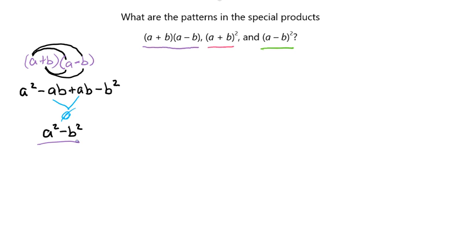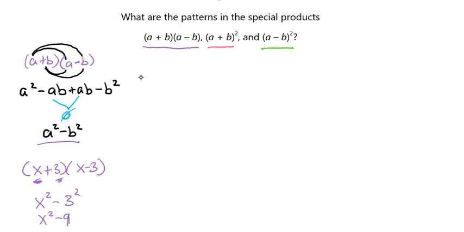Which means that if we were to have something like x plus 3 and x minus 3, we could essentially skip this step right here and just say, well, because it's written in the same form, we know the answer is going to be this first thing squared minus the second thing squared. So we could say x squared minus 3 squared, which is x squared minus 9, and we would be done.